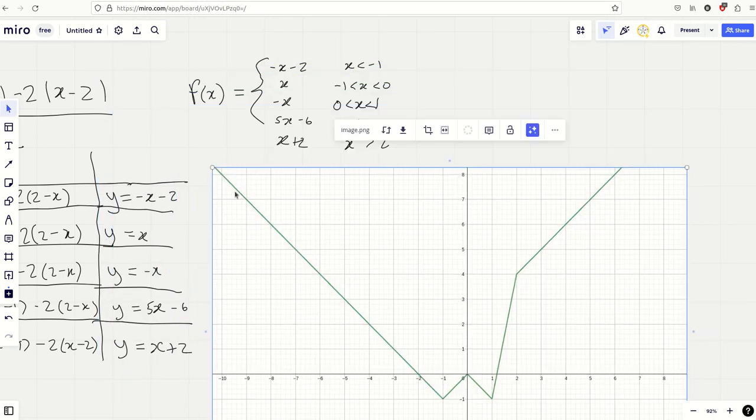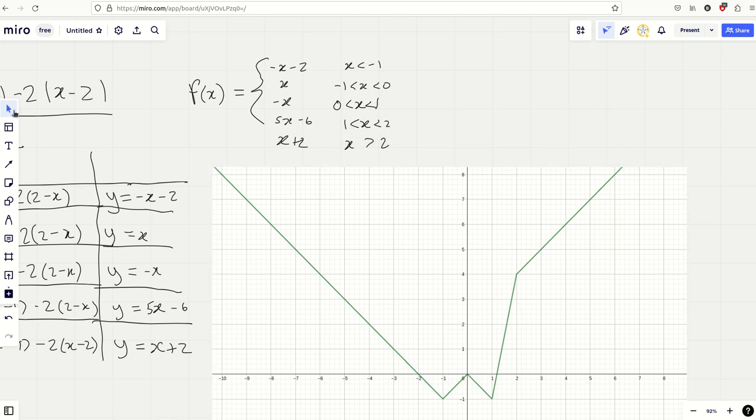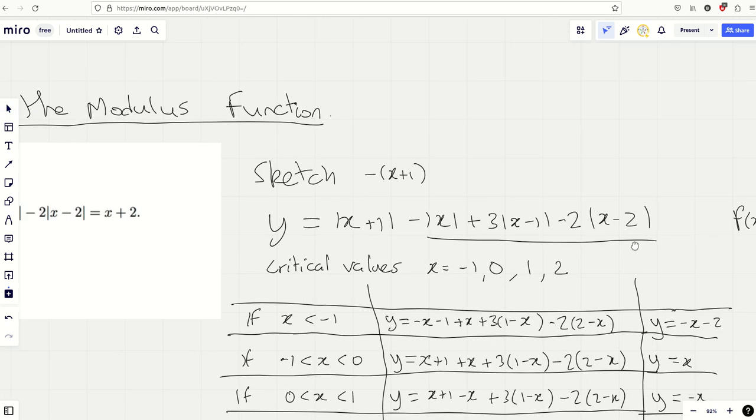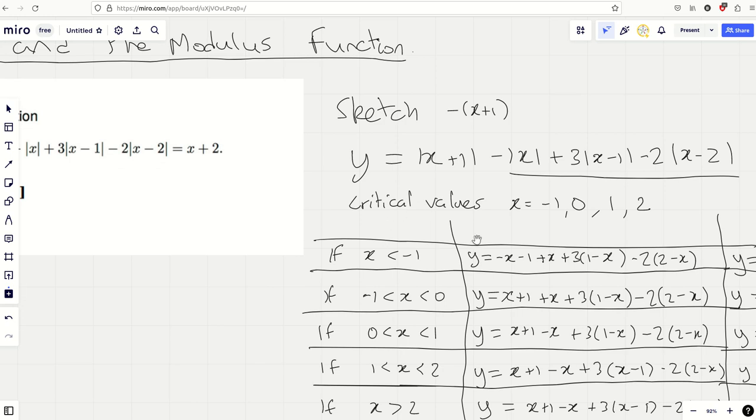Sure enough, that line there is y equals minus x minus 2. This line here is y equals x. Then from 0 to 1, it's minus x. Then from 1 up to 2, it's 5x minus 6. And then from 2 onwards, it's x plus 2, because look at that, it's going through x plus 2. So, with that in mind, we can now answer the question. Yeah, we've done all the hard work. We can now find where this equals x plus 2.